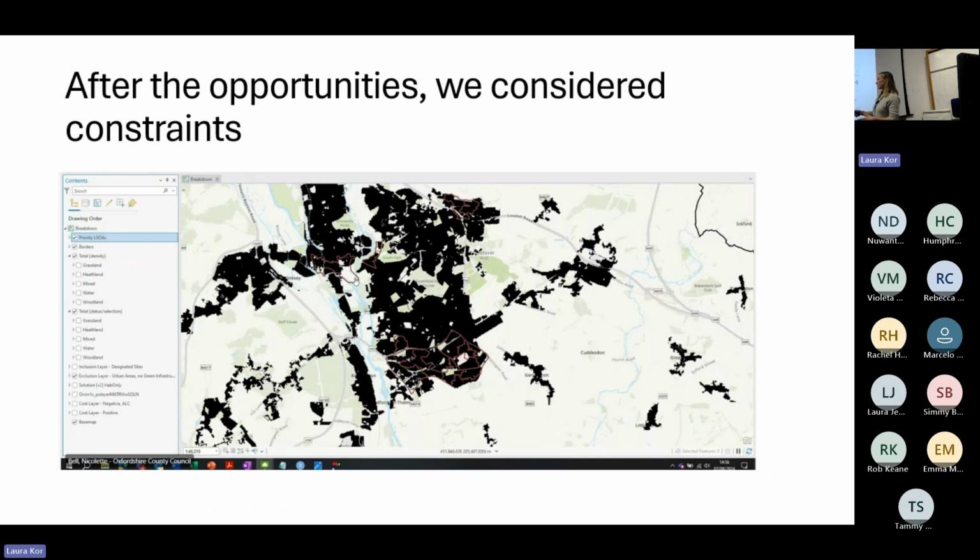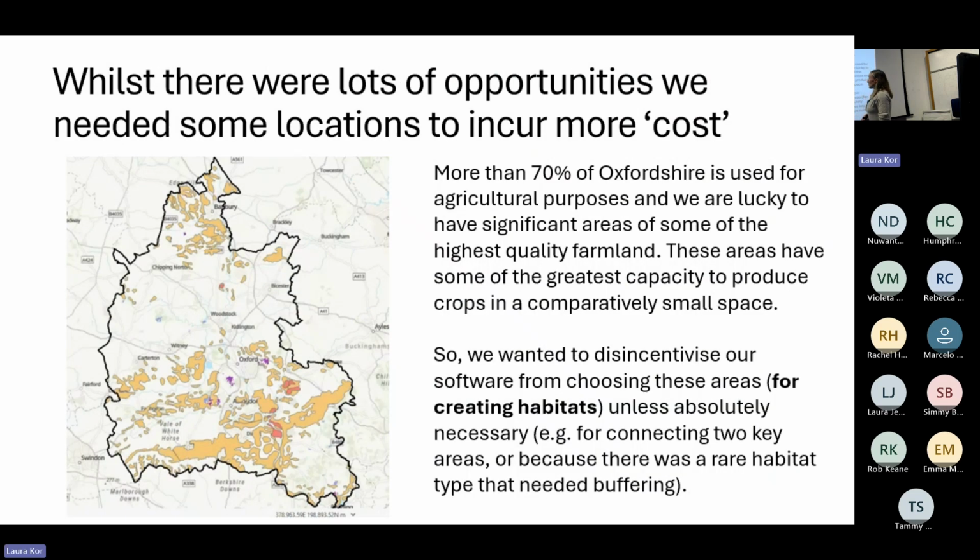Any large areas of impermeable surface. And that has caught up quite a lot of residential gardens, but it hasn't taken out green infrastructure or urban green spaces and rivers and things like that. So they're still available. But what that blocking out meant is we wouldn't be choosing people's homes and supermarkets for suggesting woodland creation on. There was one more thing that was quite a key consideration for Oxfordshire.